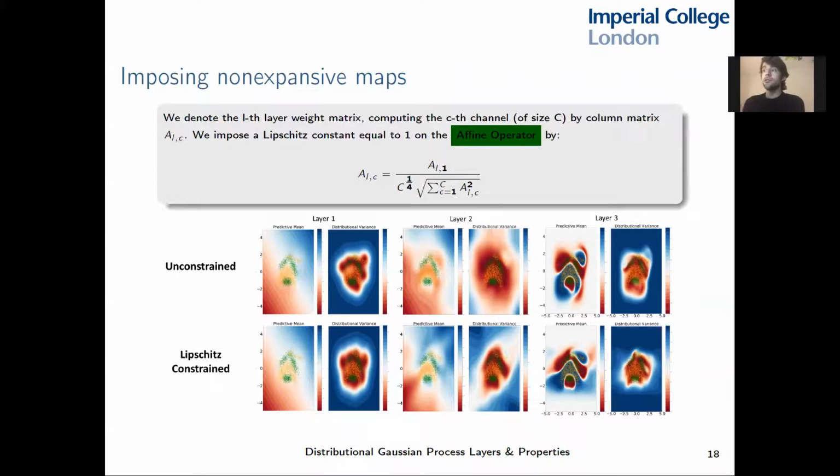All right, so you might be wondering what effect this has in practice. In the upper row, we have the unconstrained version, and in the bottom row, the Lipschitz constrained version. If we look at the distributional variance for each layer, the Lipschitz one does a better job of reducing the variance inside the data manifold as opposed to the unconstrained one. So this will be helpful for out-of-distribution detection.